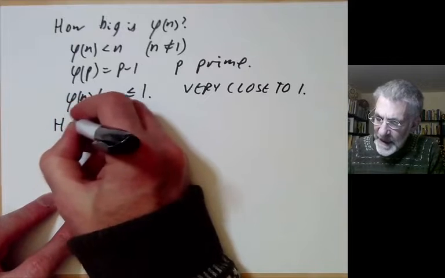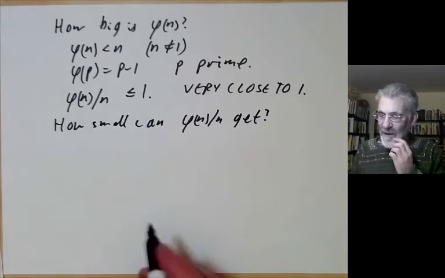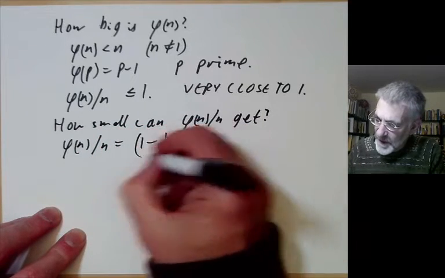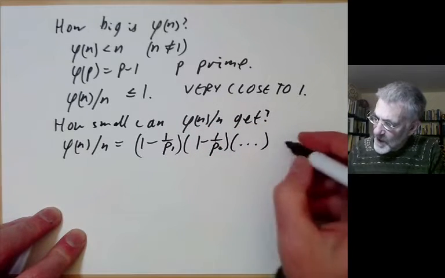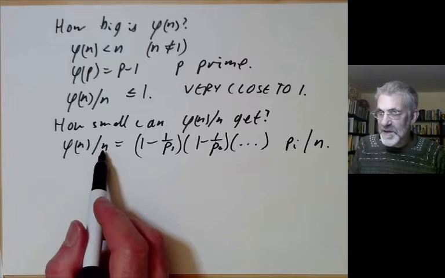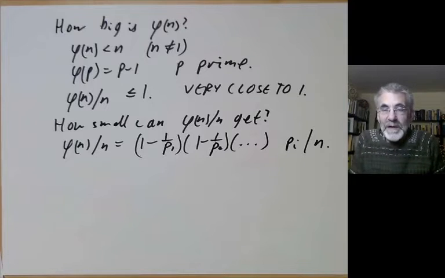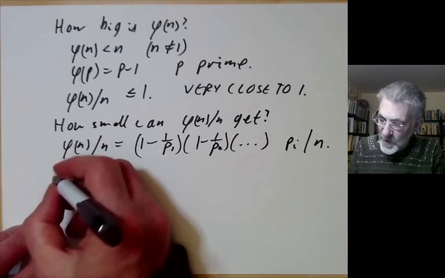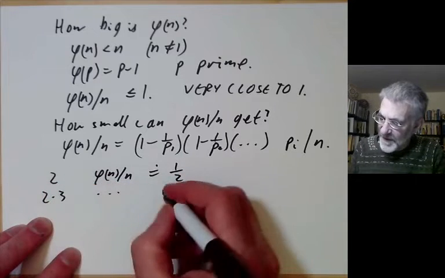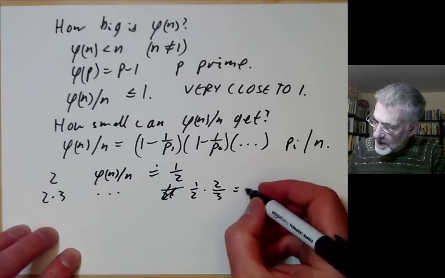Conversely, we can ask how small can phi of n over n get? Well, phi of n over n is equal to 1 minus 1 over p1 times 1 minus 1 over p2 and so on, where the pi are the primes dividing n. So obviously, for phi of n to be small compared to n, we want n to be divisible by lots of small primes. We can take 2, where phi of n over n is a half, or we can take 2 times 3, where phi of n over n is now 1 over 2 times 2 thirds, which is a third.